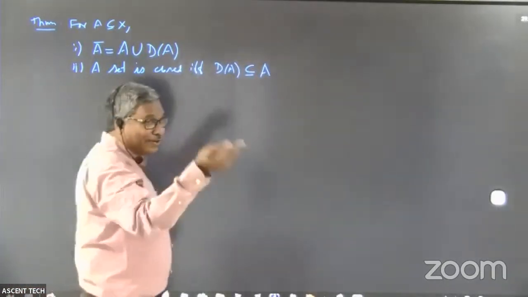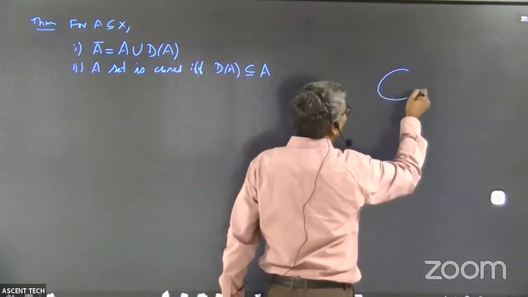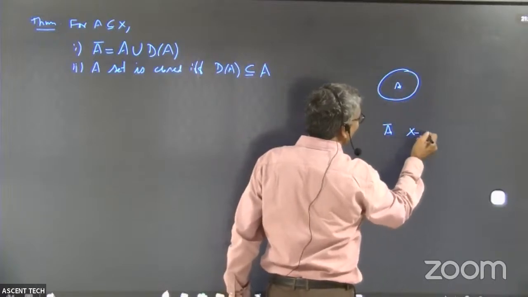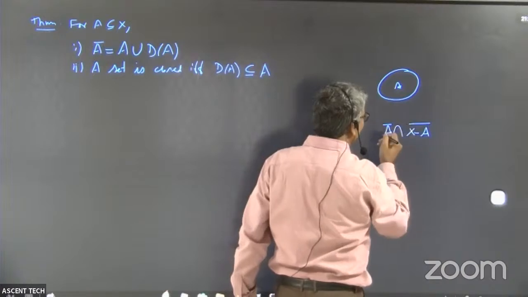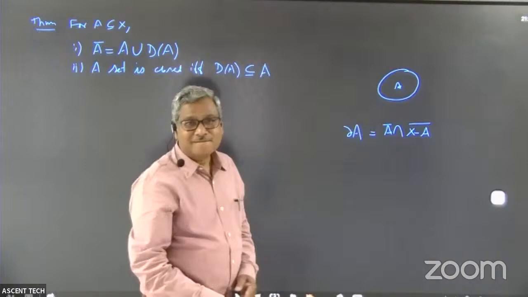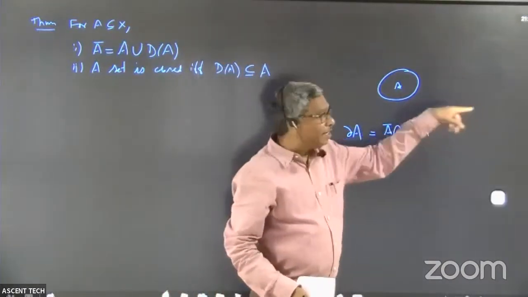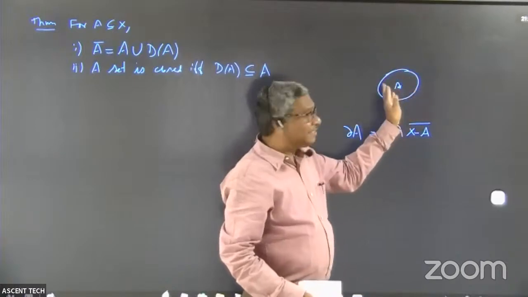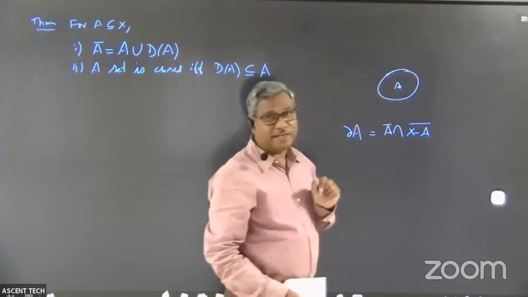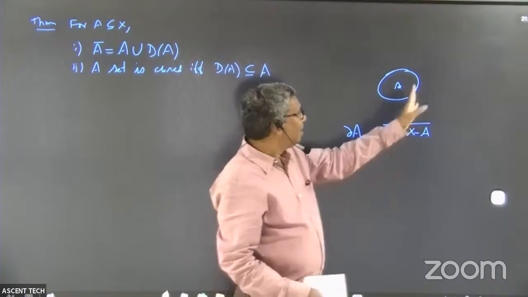So what happens is when you're talking about a boundary, the situation is like this. You have a set A. You're going to look at A bar as well as X minus A bar. Their intersection is what I called the boundary of A. Outside's closure will encroach this line. Inside's closure will also encroach this line. And their intersection is just the boundary. It is clear what I am talking about.